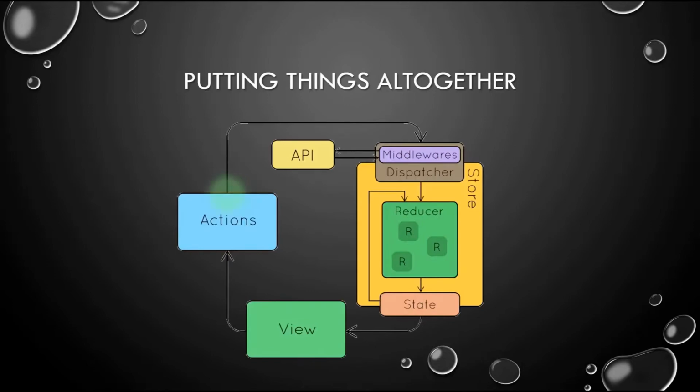So let's put everything together. We have an action that goes to the dispatcher. The dispatcher would then make all the necessary API calls it needs before sending it down to the reducer. The reducer takes the current state from the store to generate the next state. This next state is then stored in, well, the store, and is also sent to the view layer to update the UI for the user.